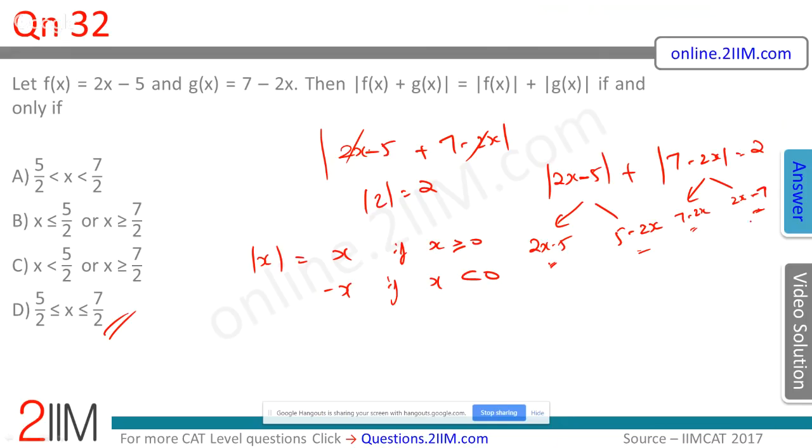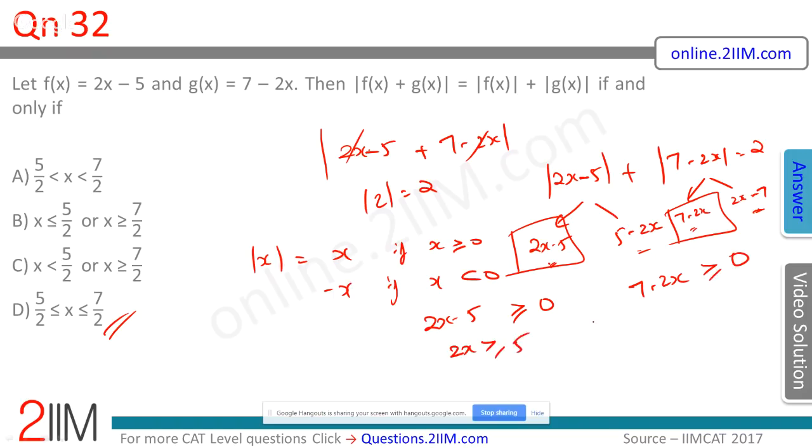The numbers are going to say that's not possible. And the only way we're going to get a 2 is if you add this and you add this. Or 2x minus 5 should be greater than or equal to 0. And 7 minus 2x should also be greater than or equal to 0.